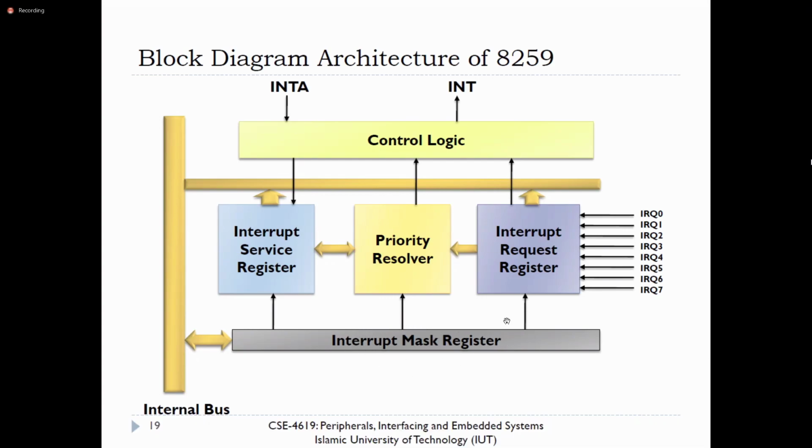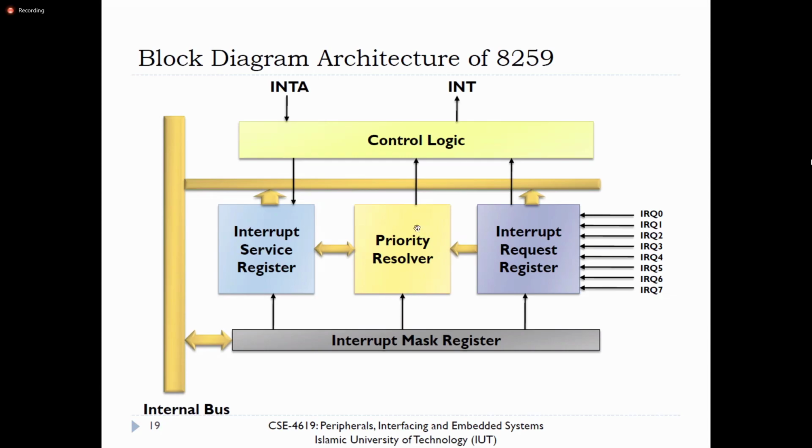And if at that time any new interrupt request comes with a higher priority, in that case the earlier one will be unmasked and the new one will be masked here. So the difference between the interrupt service register and the interrupt mask register is that the interrupt mask register holds the highest among all the requested interrupt types, and the interrupt service register is holding only the currently executing interrupt information.